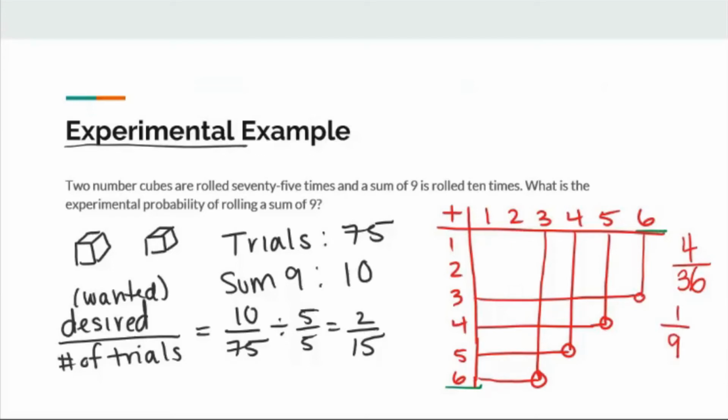So I have 2 different outcomes here. I have 2/15 here and 1/9 here, 2 very different fractions, right? This is our experimental. It was the result of our test. And here was our theoretical. This is what we would have expected to have happen had we made a guess before rolling the dice. Let's look at another one.